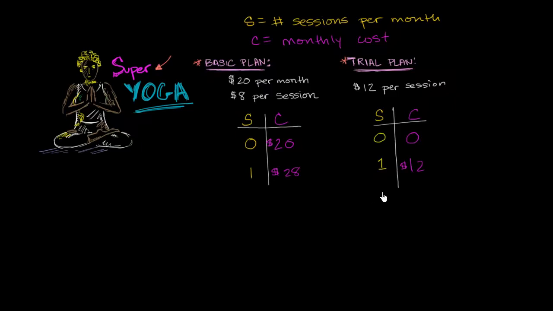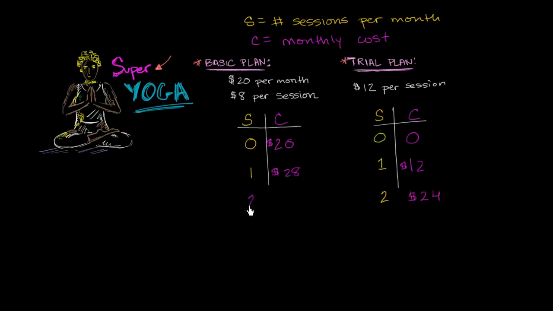If I attend 2 sessions under the trial plan, how much am I going to pay? Well, it's $12 per session times 2 sessions. I'm going to pay $24. Let's think about the basic plan.